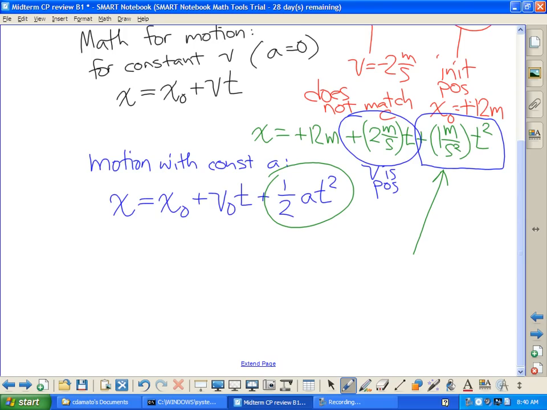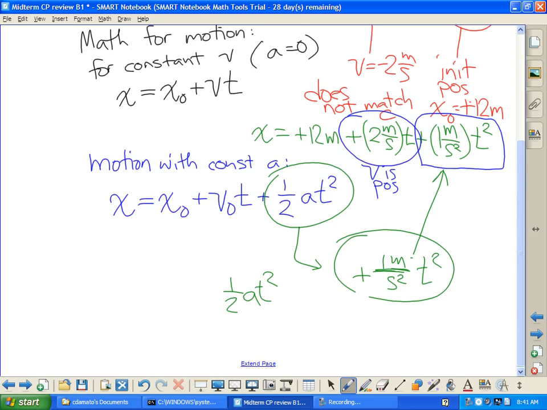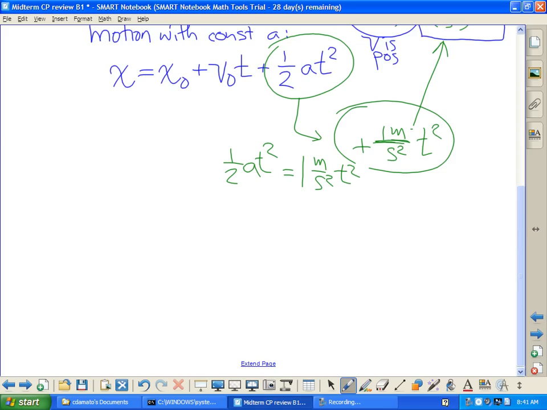Well, let's see. Look at the expression. Positive 1 meter per second squared times t squared. Which part of the expression for constant acceleration is that? That's this. So if 1/2 a t squared equals 1 meter per second squared t squared, what's a? You don't have to get all algebraic here. If you want, though, you can divide by t squared, multiply by 2, and find a equals 2 meters per second squared. You know what? Put in the signs. Even if it's positive, write the sign to remind yourself that you checked.